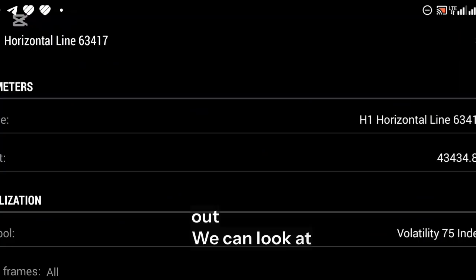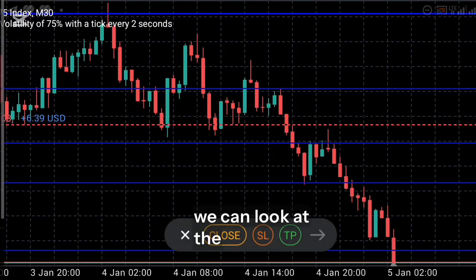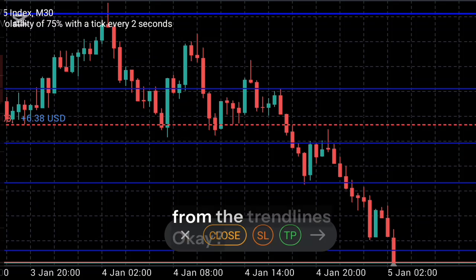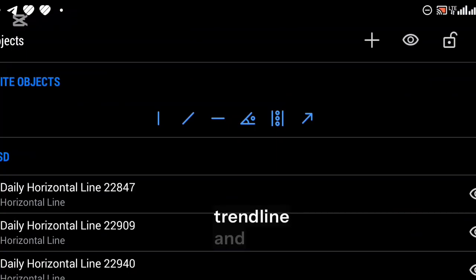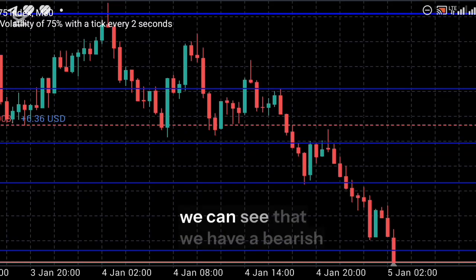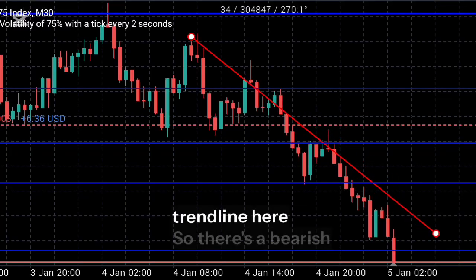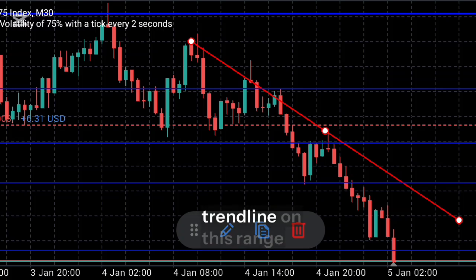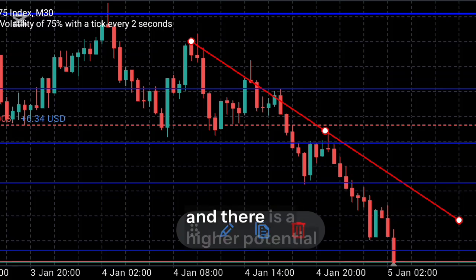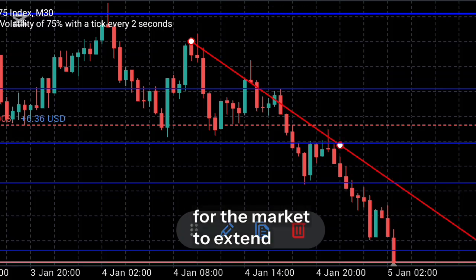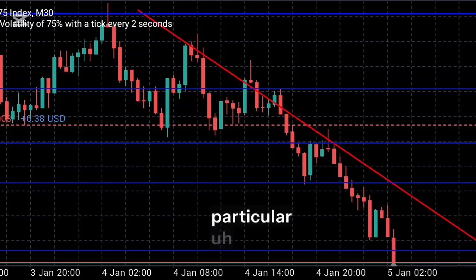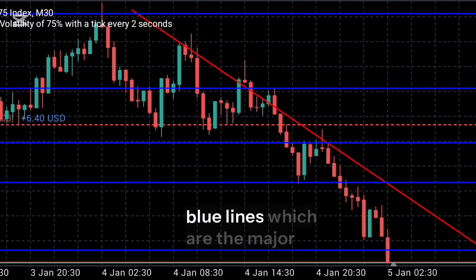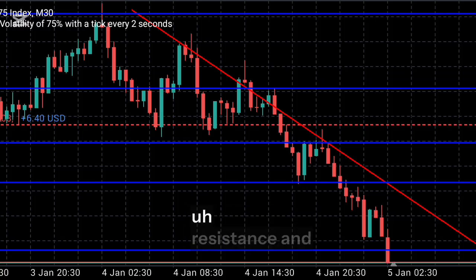We can look at the movement from the trend lines. Okay, so we are looking at this from the trend line, and we can see that we have a bearish trend line here. So there's a bearish trend line on this movement, and there is a higher potential for the market to extend, because we can see the extension that has been covered by these particular blue lines, which are the major resistance and support zone.